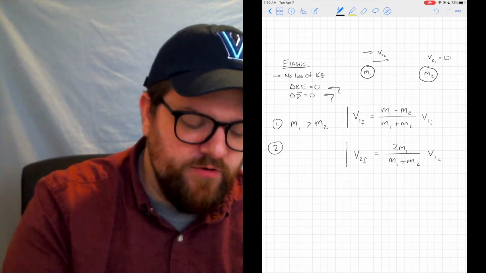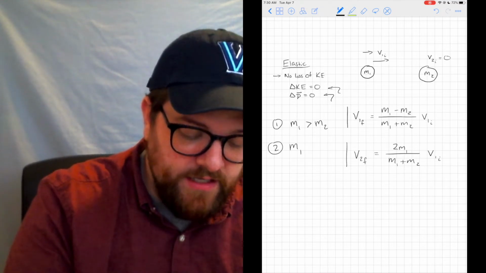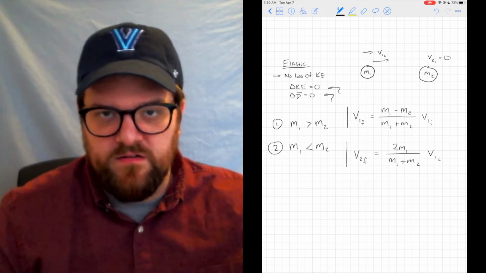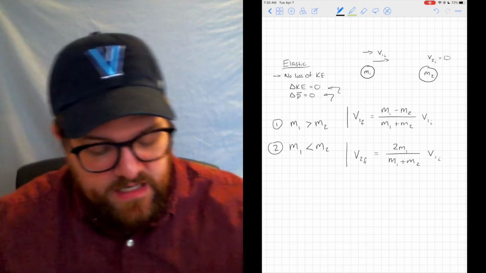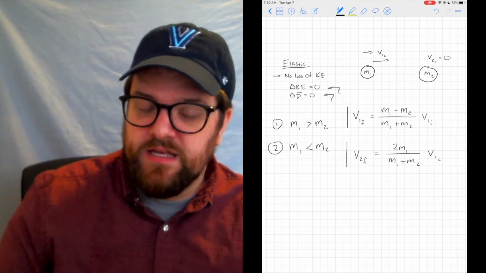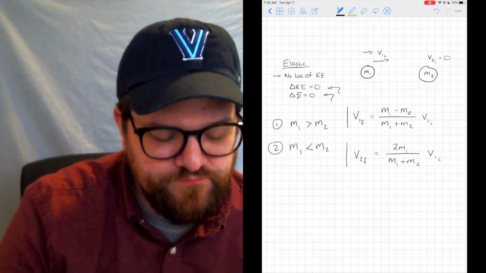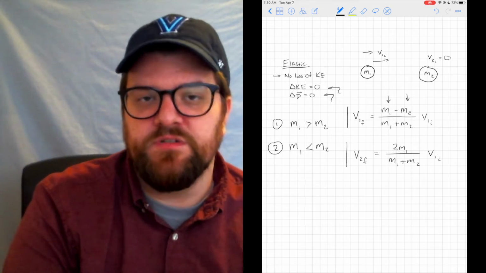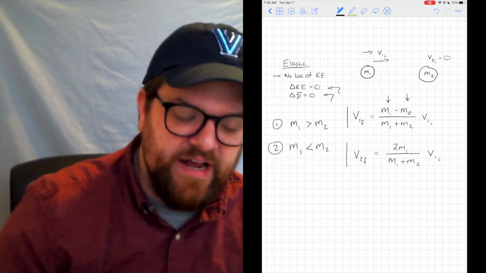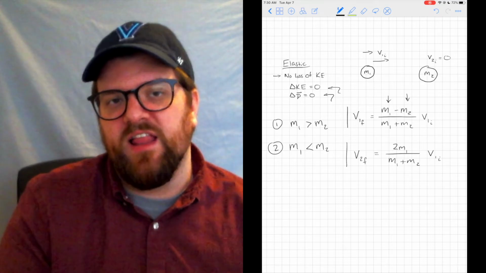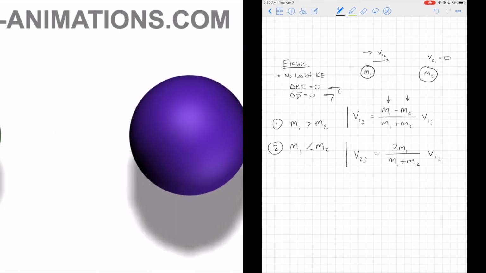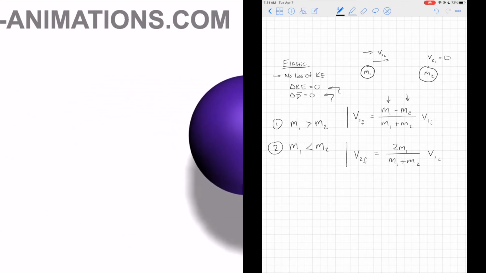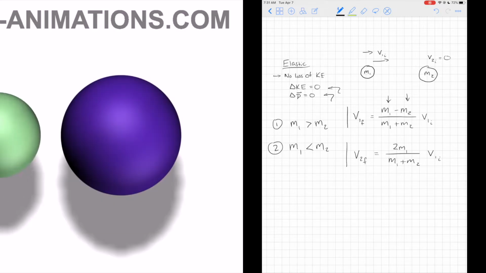The second scenario is that M1 is less than M2. So M2 is the big sphere, and M1 is the tiny little sphere. As M1 comes in, of course, M2 is going to move in the direction that M1 was coming in at. M1, though, since it's smaller than M2, is actually going to move backwards. It's going to have a negative final velocity, which means it moves back in the direction it came from, not in the same direction it was going.